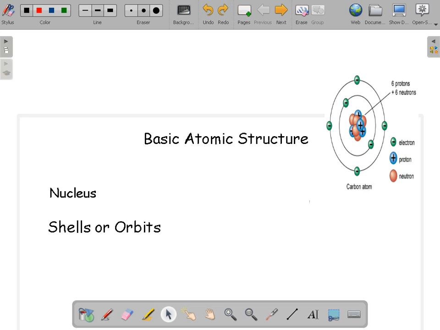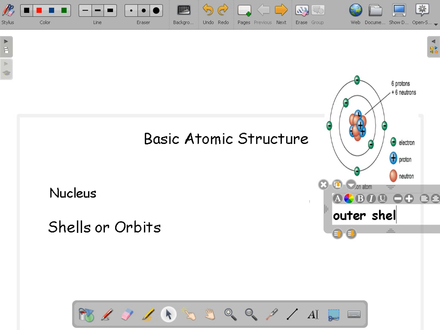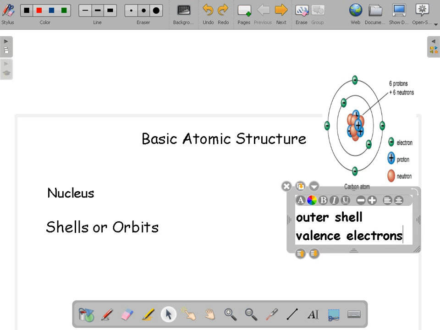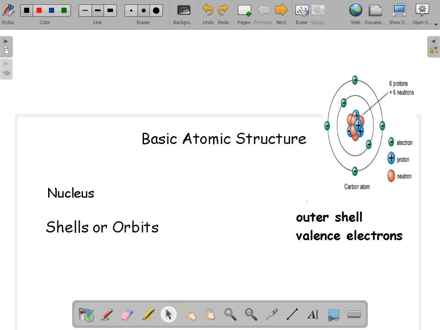So these are the 3 subatomic particles, and one more important thing is the valence shell. The very outer shell is called the valence shell, or outer shell, and the electrons found within that shell are called valence electrons. This is important for GCSE students to learn. They are called valence electrons, and they are found in the outer shell. So pretty much this is the basic structure of an atom.